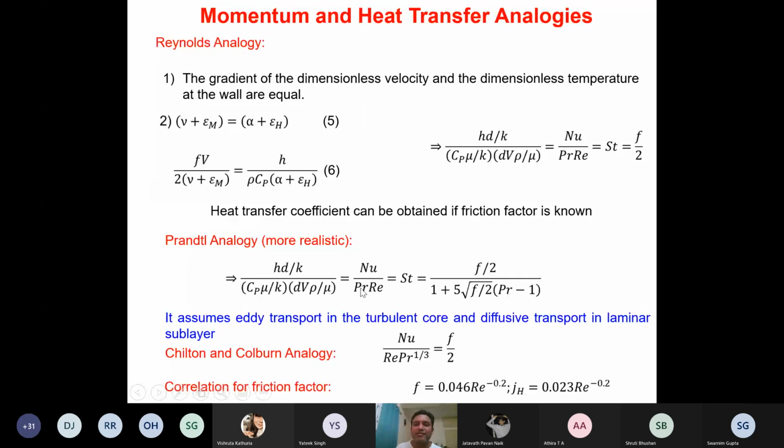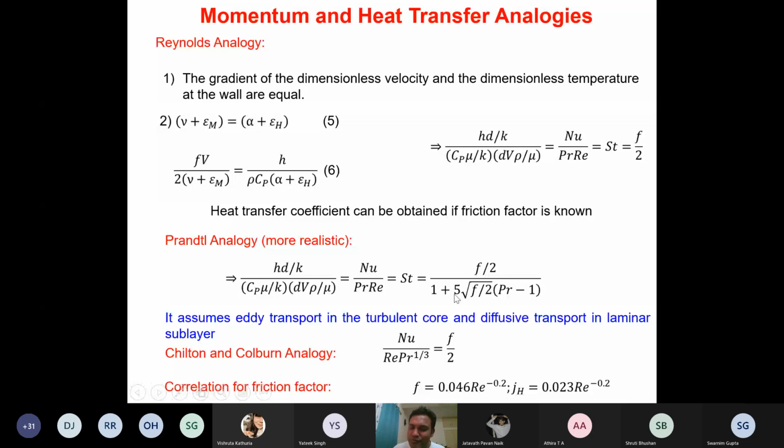Based on that he has given another equation, which is the Stanton number, defined as Nusselt number divided by Prandtl number into Reynolds number, and that is again given in the form of friction factor, but a slightly more complicated equation. So the Stanton number is given by f/2 divided by 1 plus 5 under root f/2 into Prandtl number minus 1. So this is a more refined equation given by Prandtl.